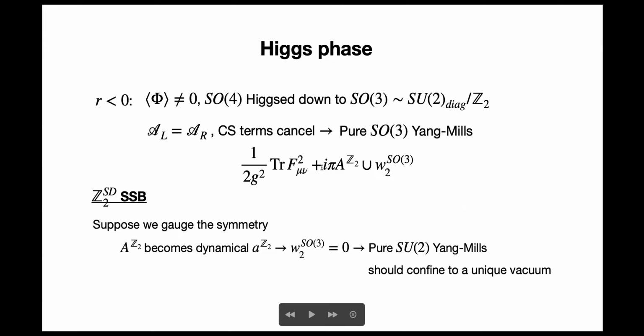And then we can lift the SO3 to SU2. So in the end, the theory is actually pure SU2 Yang-Mills theory. And I suppose everyone will agree that we should expect this SU2 Yang-Mills theory to confine to a unique vacuum. So we know that after we gauge the global symmetry, we have a trivial phase with a single vacuum. And by the standard argument, when gauging a global symmetry, that means that before gauging, this global symmetry is spontaneously broken, and we will have two degenerate ground states.